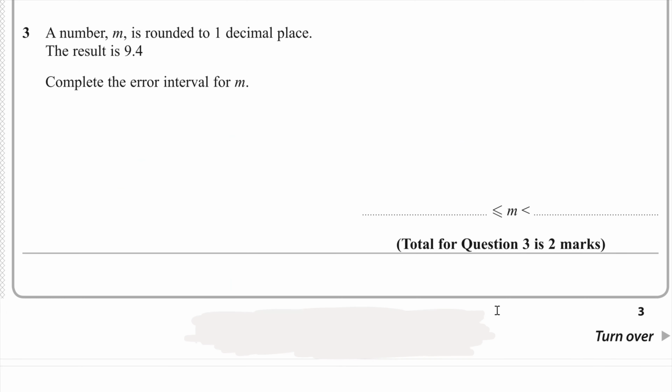Question 3. A number m is rounded to 1 decimal place. The result is 9.4. Complete the error interval for m. The lower bound is 9.35. The upper bound is 9.45.